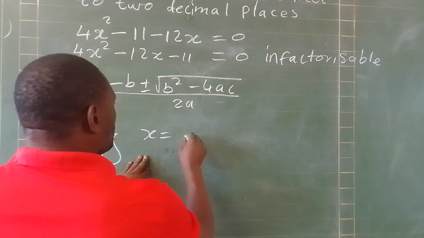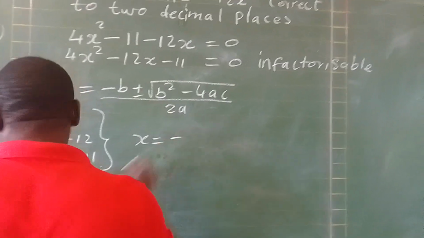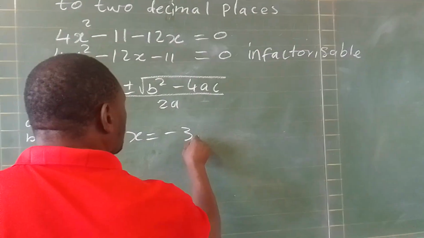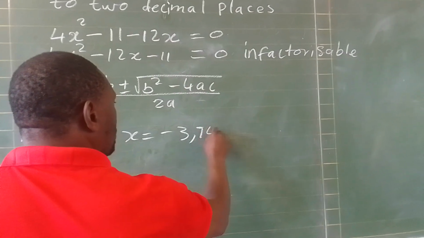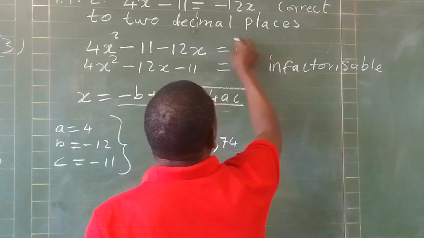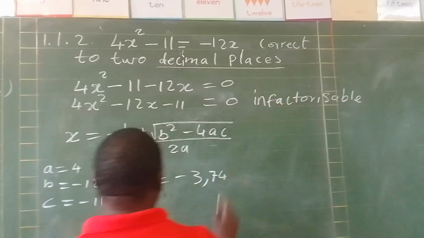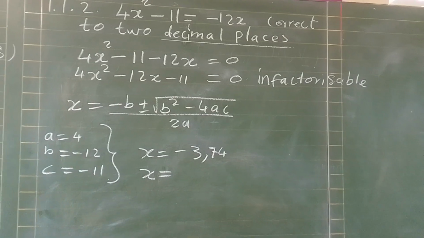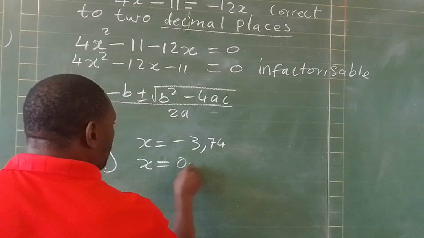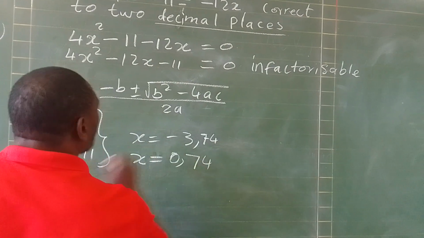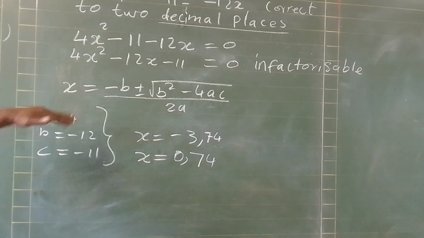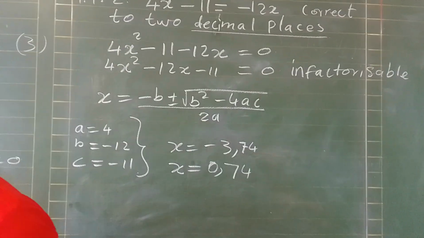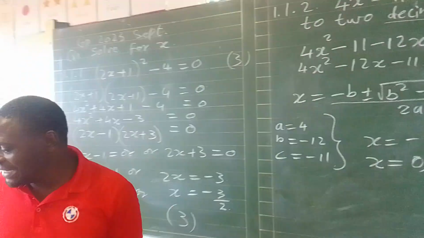But your x is going to be minus 0,74. Remember, you're rounding off to 2 decimal places, or x is equal to 3,74. You will be done. I believe that you can do this. I trust you because you are going to make it at the end.